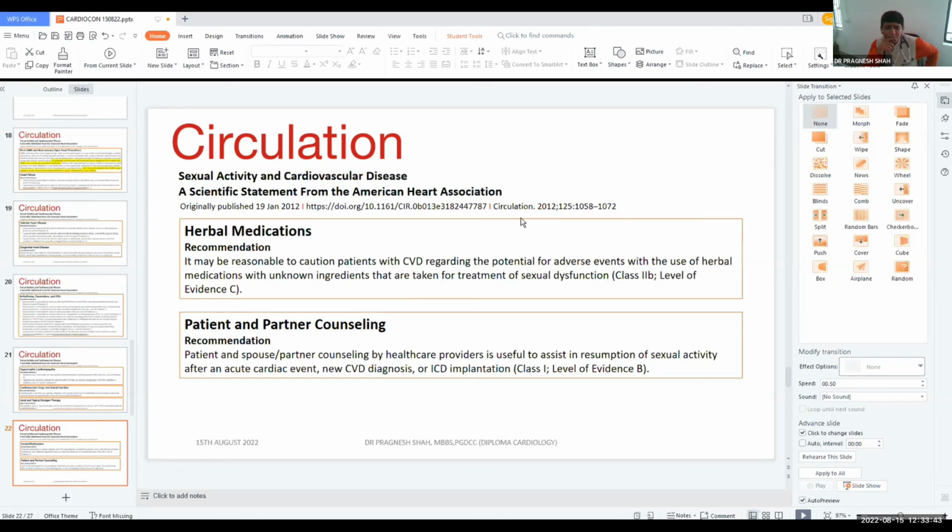And they always emphasize patient and partner counseling both. Patient and spouse counseling by the healthcare provider is useful to assist in resumption of sexual activity after an acute cardiac event, new cardiovascular diagnosis, and ICD implantation. Usually, I counsel both the partners post CABG and post any cardiac procedure after 2 weeks in each and every couple. And I insist the patients come with the spouse for that matter.